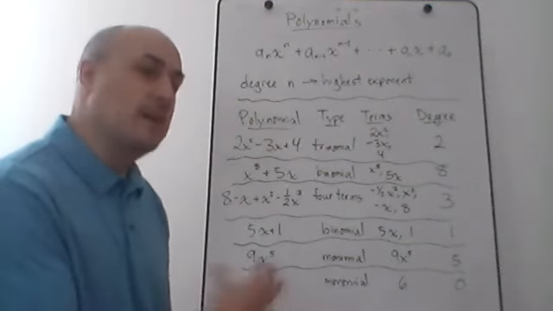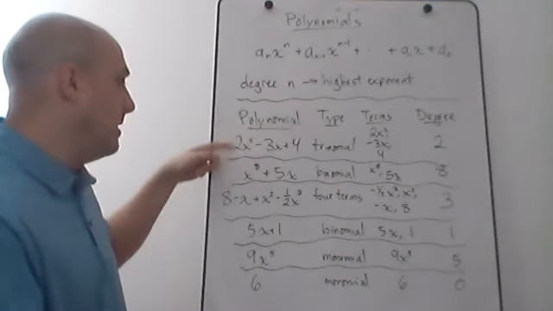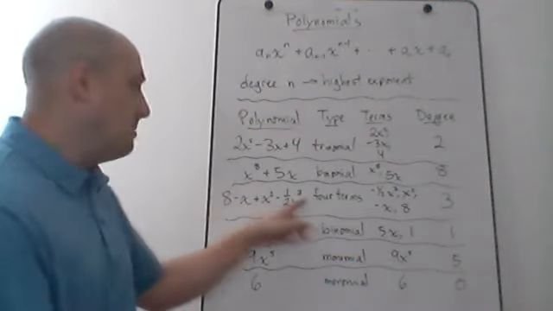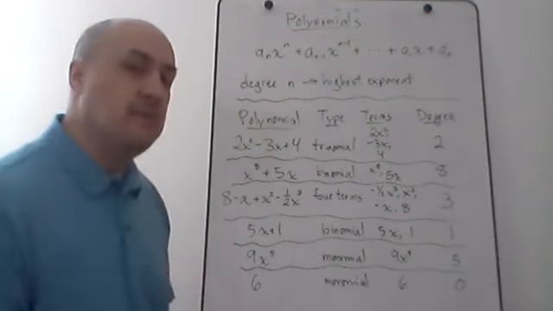It's the highest exponent that you see in the polynomial, right? That highest exponent usually is the first term, like it is in these up here, but the highest exponent could be the last term, right? So when you're classifying a polynomial, you're trying to figure out what the degree is.